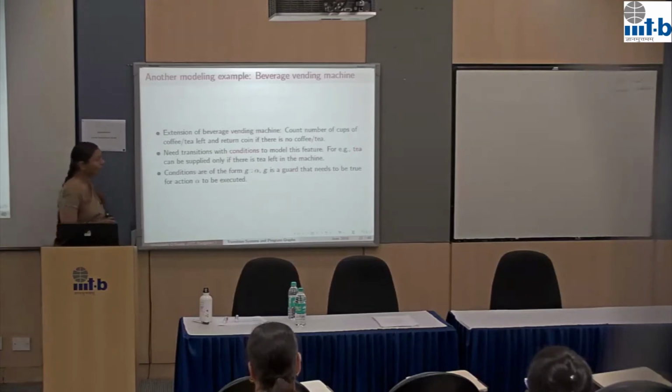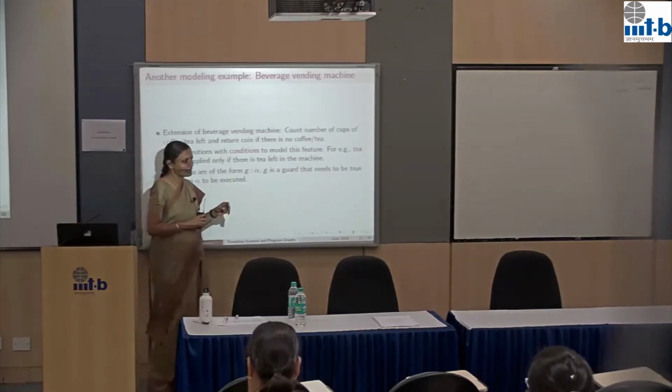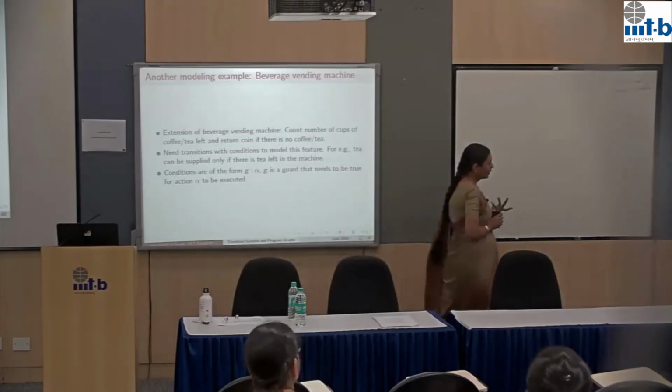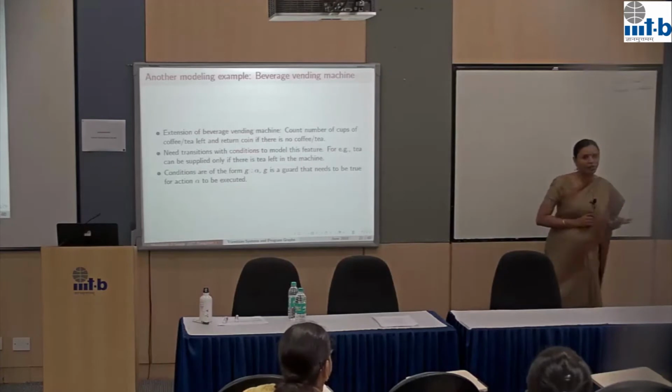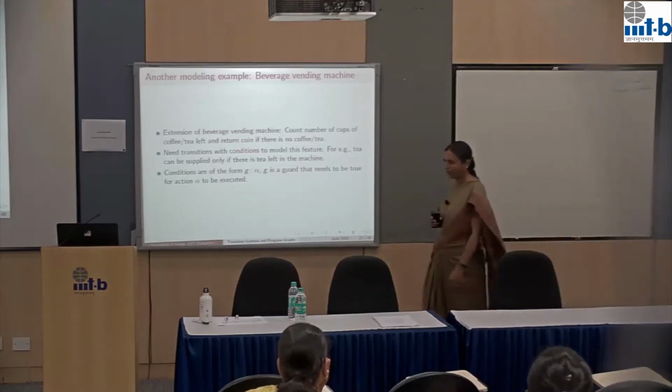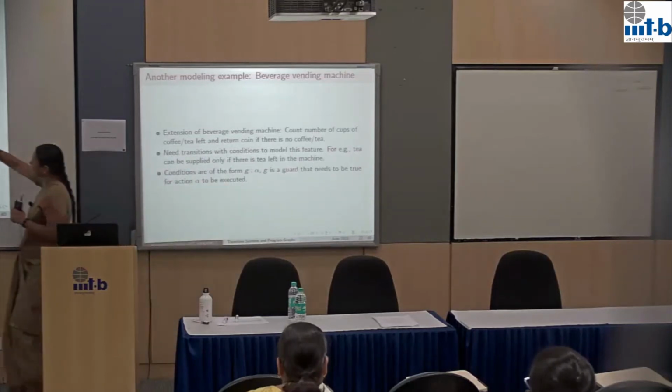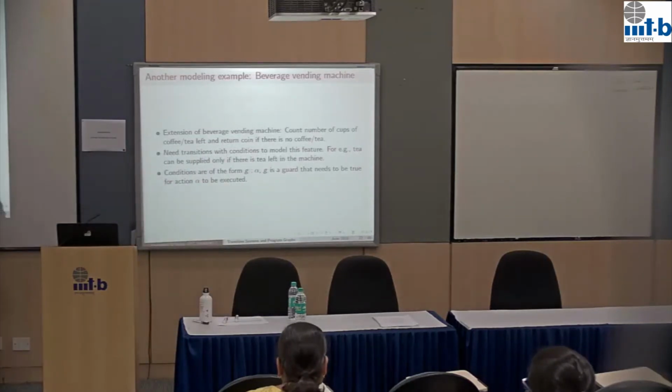To be able to model these kinds of things, you'll realize that earlier we just had actions in our transition system. It said select and get tea, get coffee. Obviously just that is not going to be enough. We need some conditions. What are the conditions? You see there is an if statement here, right? If there is no coffee or tea, return coin. So this is what I mean by conditions.